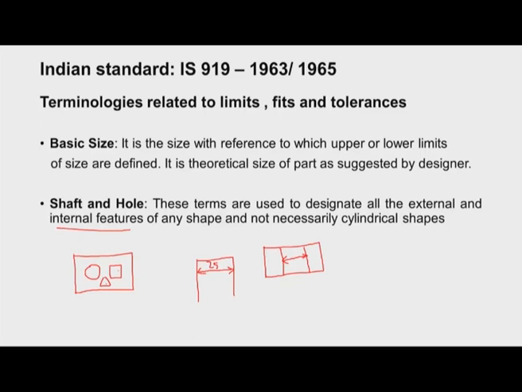Similarly, for external features, for example, we have a cylinder like this. This external feature, the outside diameter, is known as shaft. It can be a round shaft, or it can be a square shaft, or rectangular shaft, or a triangular shaft. All those external features are known as shafts.